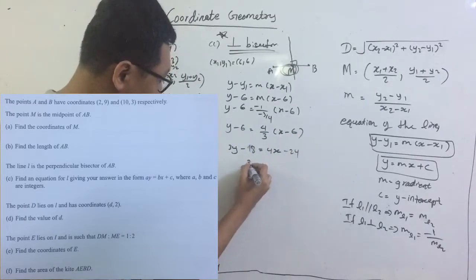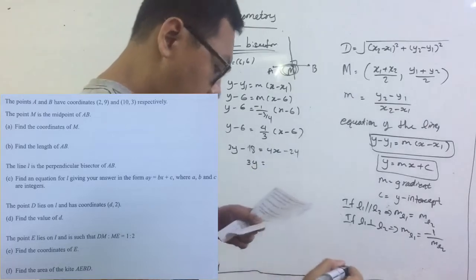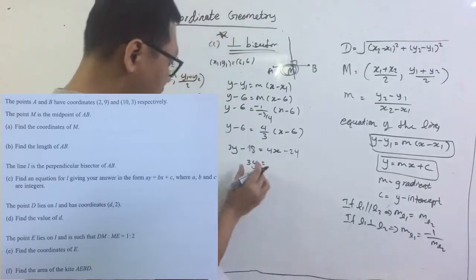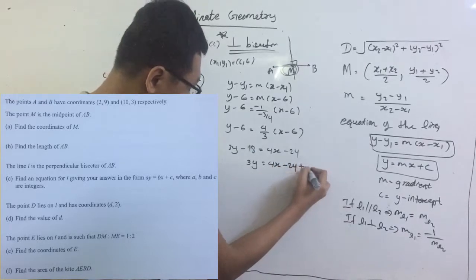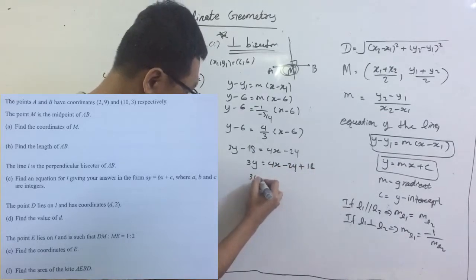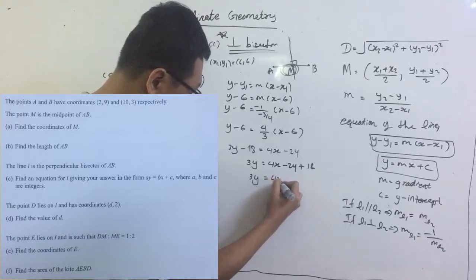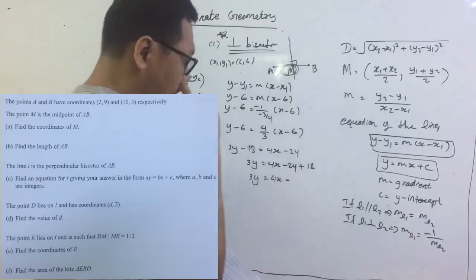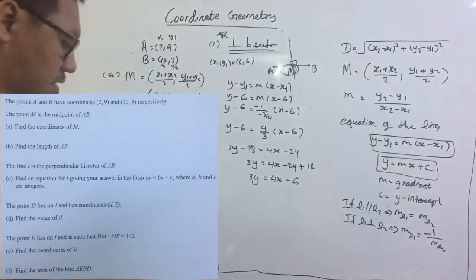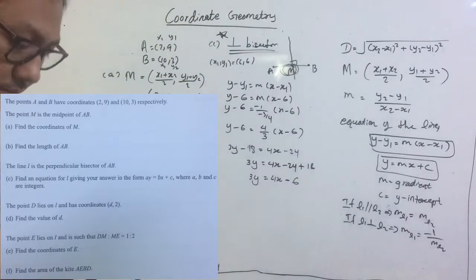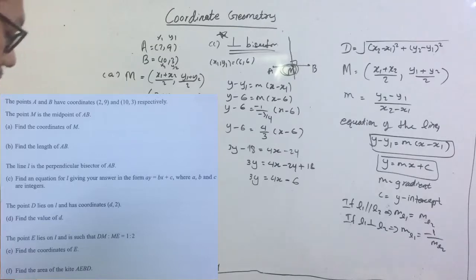And then you're gonna get 3y. The form has only y on one side, so move the rest: 3y equal to 4x minus 24 plus 18, so 3y equal to 4x minus 6. That's the equation of the perpendicular bisector. Okay, next one is D.